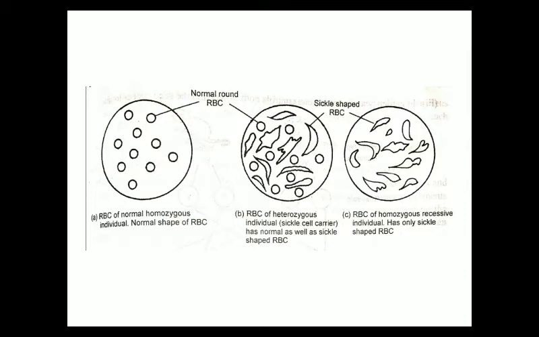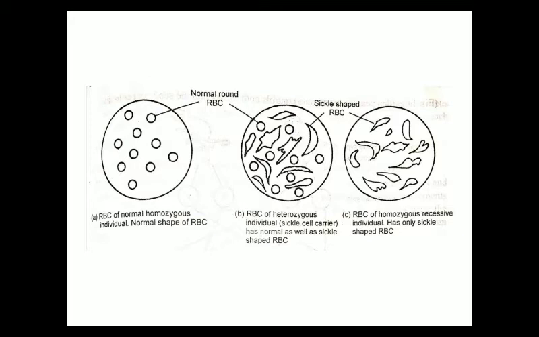The second possibility is that the allele combination has one dominant form of the gene and one recessive form of the gene, that is HBA and HBS. In this condition, that person will suffer from sickle cell anemia disease. 50% of the hemoglobin will have the normal biconcave disc-like shape, and the rest 50% of the RBCs will become sickle shaped. Such a person will suffer from sickle cell anemia disease.